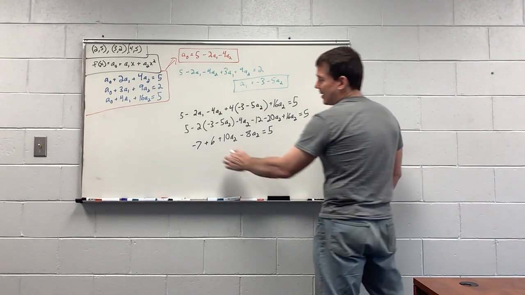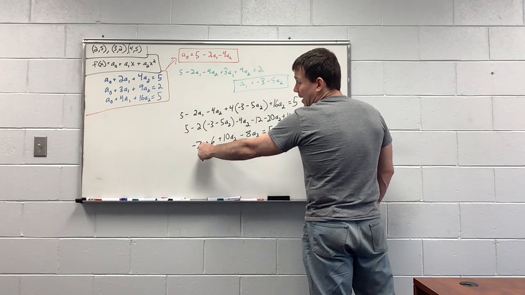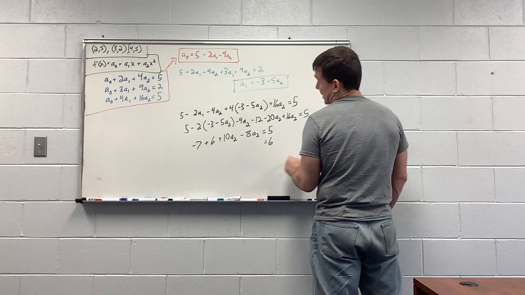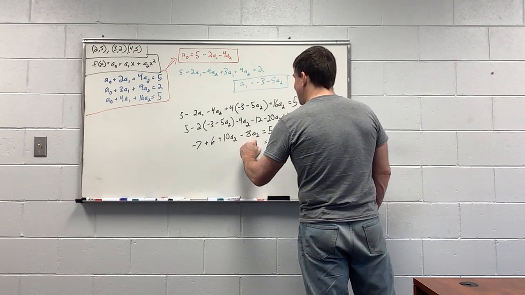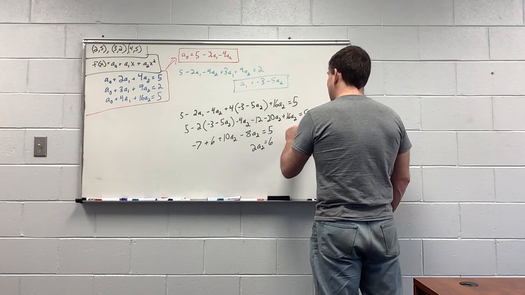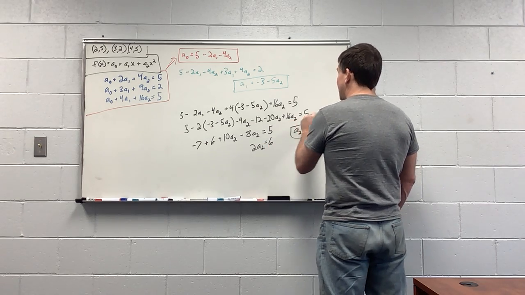Now combine everything. Negative 7 plus 6 is 6 minus 7, negative 1. Then add that over, you get 5 plus 1, which is 6. 10 minus 8 is 2a sub 2. Divide by 2, and I get a sub 2 is 6 divided by 2, which is 3.